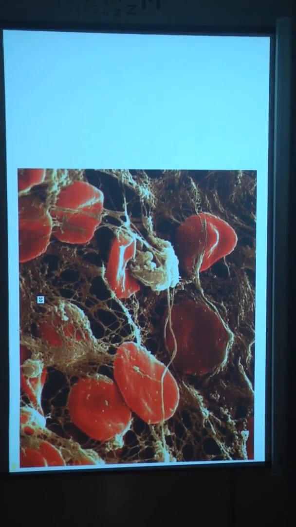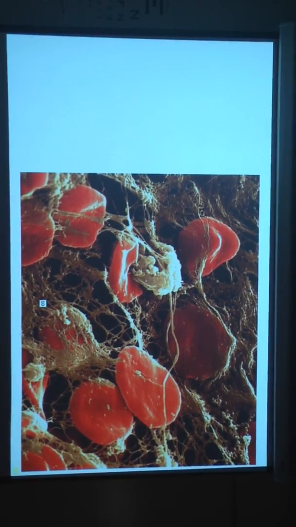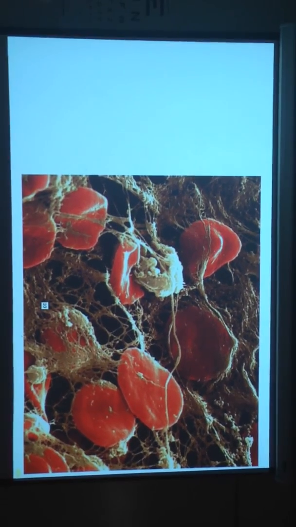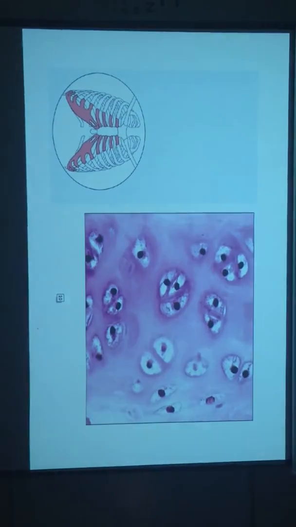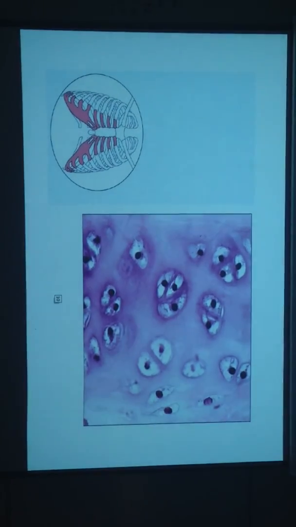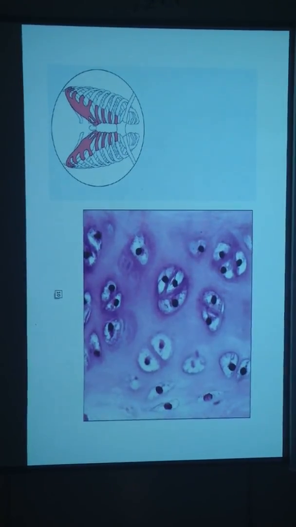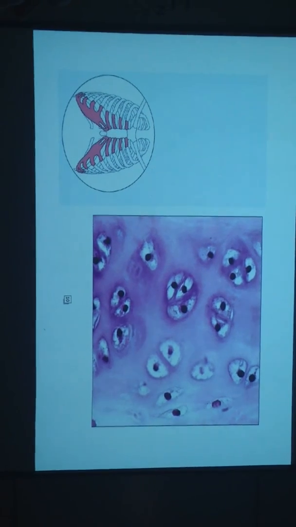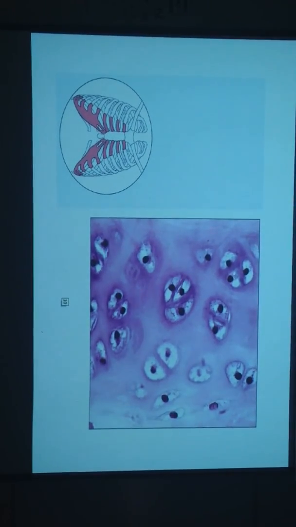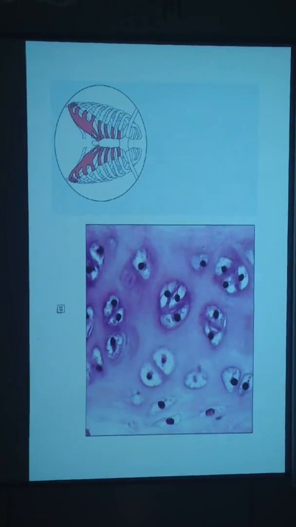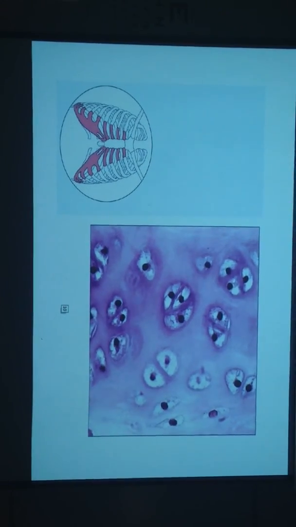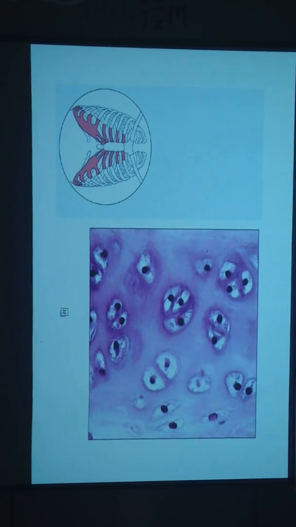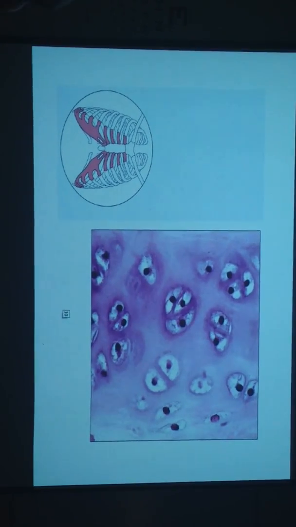Tissue, blood. Right? It's clotted blood, so you can see the fibers called fibrin. Cartilage. Hyaline cartilage. The cavities within which the cells reside are called lacunae. The cells are chondroblasts and chondrocytes.